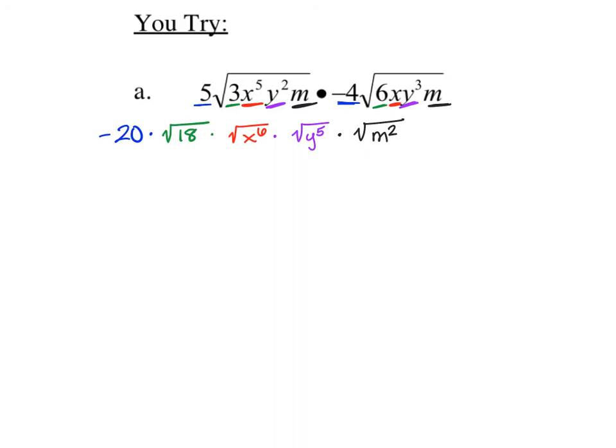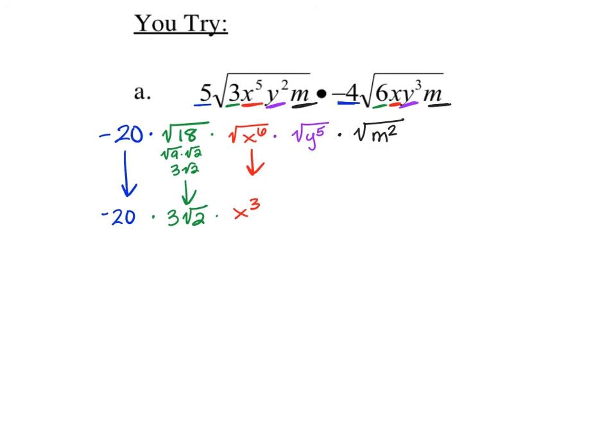So the negative 20, that doesn't simplify. The square root of 18 is the square root of 9 times the square root of 2. So this would be 3 root 2. So that's what I'm going to bring down as the simplified version. So 3 root 2. The x to the 6, divide that by 2. So 6 divided by 2 is 3. So that one's x cubed.